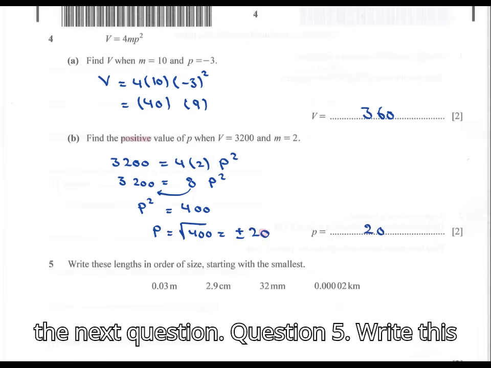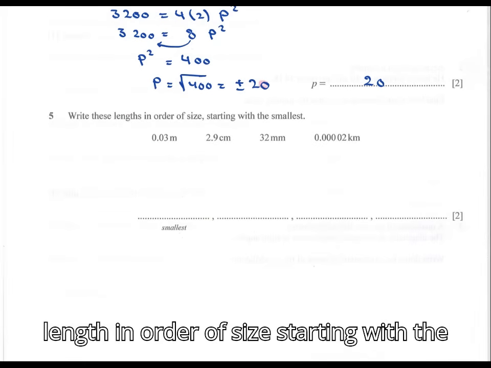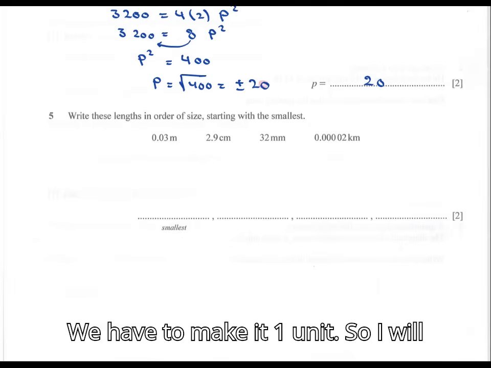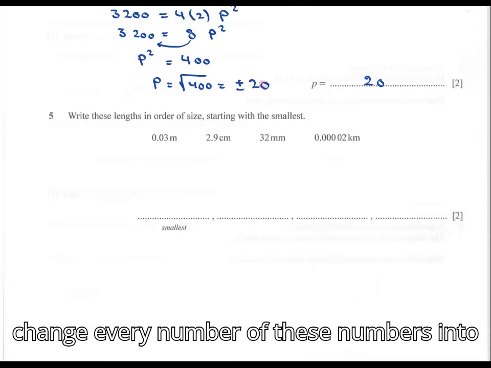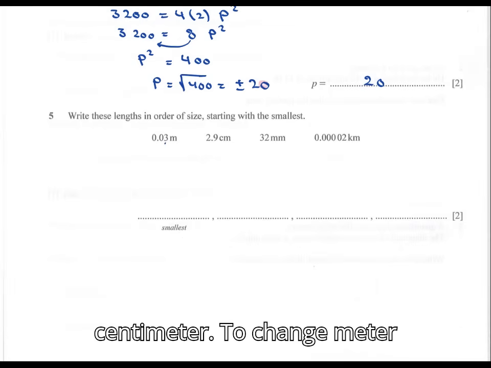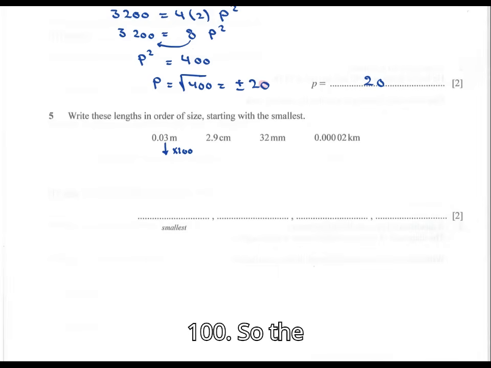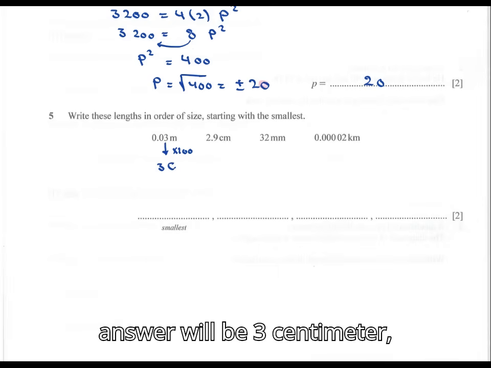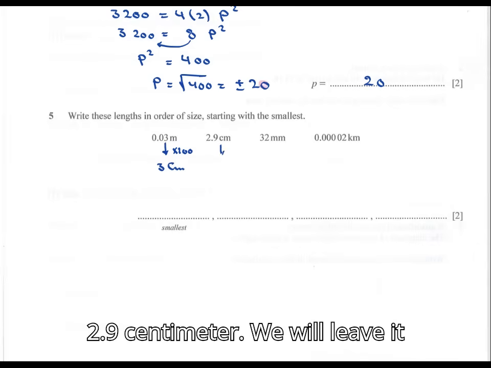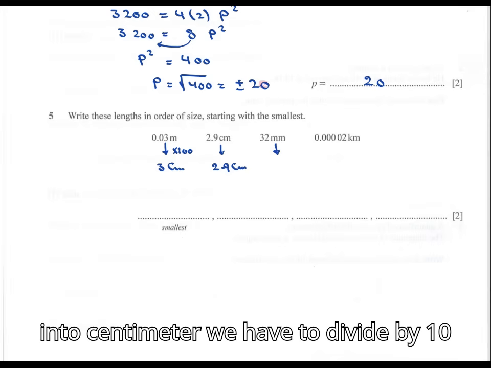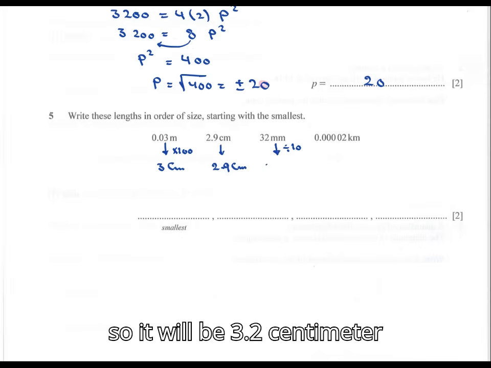The next question, question 5. Write these lengths in order of size, starting with the smallest. They have different units. We have to make it 1 unit. So I will change every one of these numbers into centimeters. To change meters into centimeters, we have to multiply by 100. So the answer will be 3 centimeters. 2.9 centimeters, we will leave it the same. 32 millimeters, to change it into centimeters, we have to divide by 10. So it will be 3.2 centimeters.